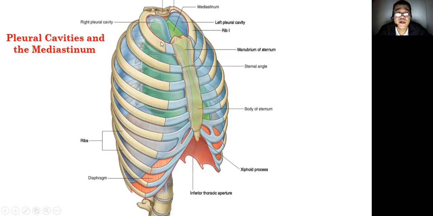Now, if we open the chest wall, we will discover that the thoracic cavity is actually divided into three compartments. You have a median compartment, this one colored in green, known as the mediastinum, which houses the heart, the vessels that carry blood from the heart to the other parts of the body, as well as the vessels that bring blood back to the heart.